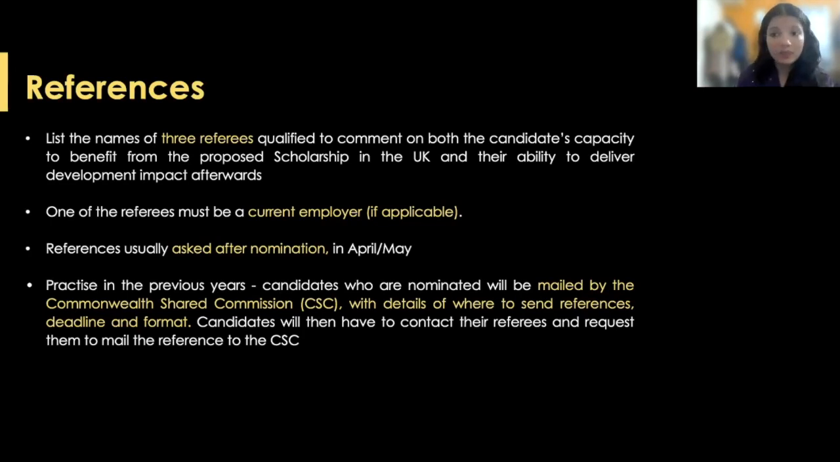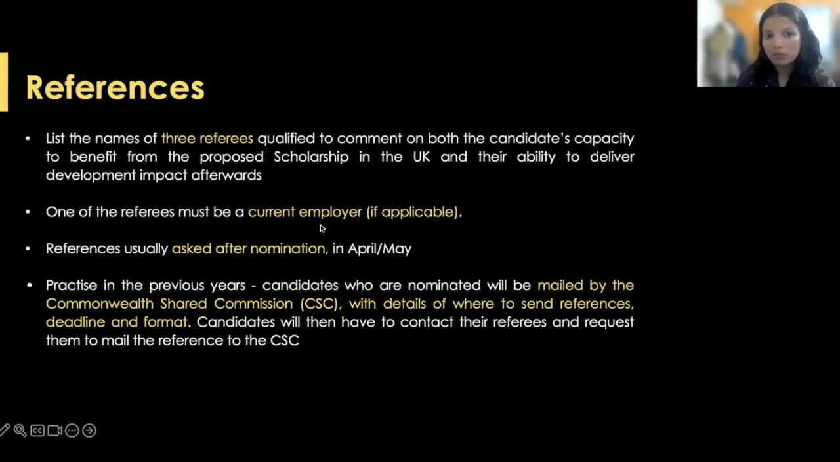Now, one of the referees must be a current employer. If you're currently employed, it requires one of the referees to be your current employer. References are usually asked after nomination, which is usually in April and May. That is the time your request for references comes in, when you are normally nominated by the university.